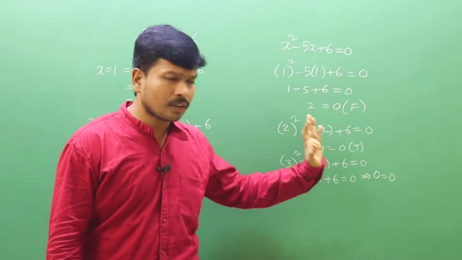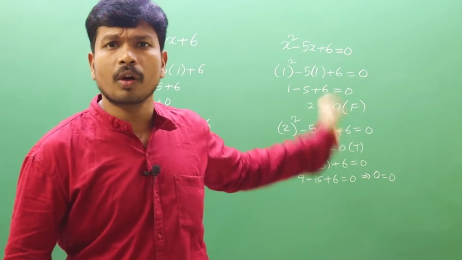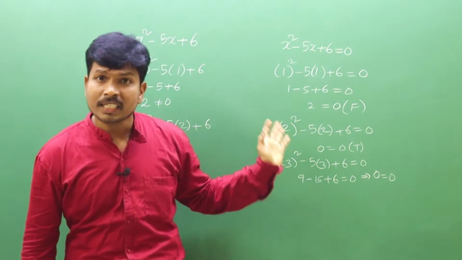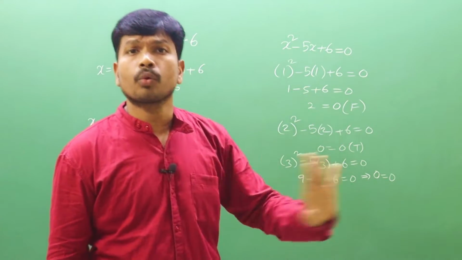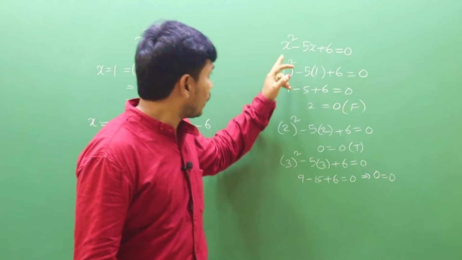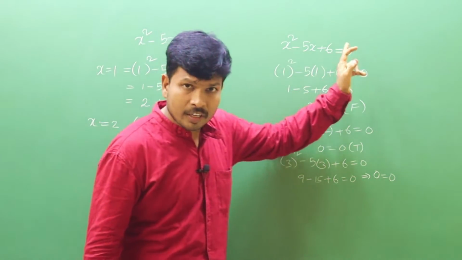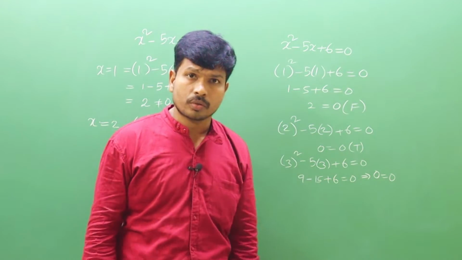If LHS is equal to RHS, definitely that is a root of the equation. If LHS is not equal to RHS, it is not a root of that equation. Here for x square minus 5x plus 6 equal to 0, we got 2 zeros.